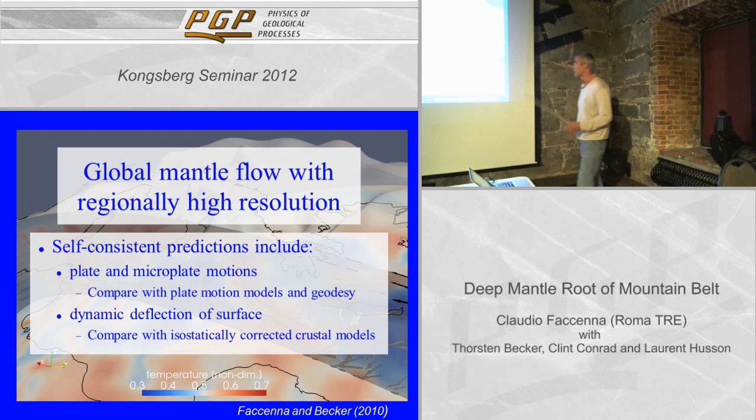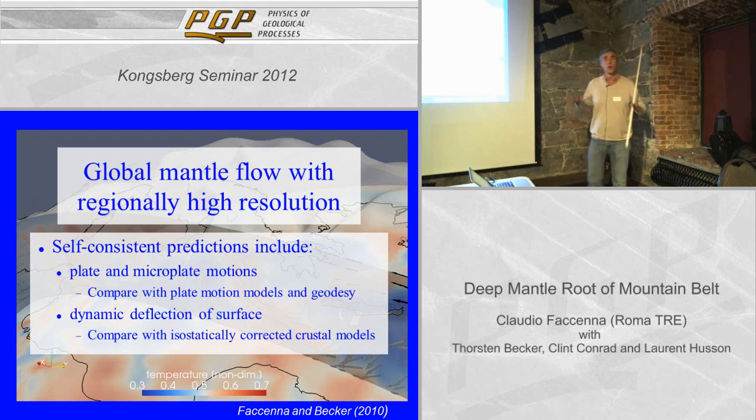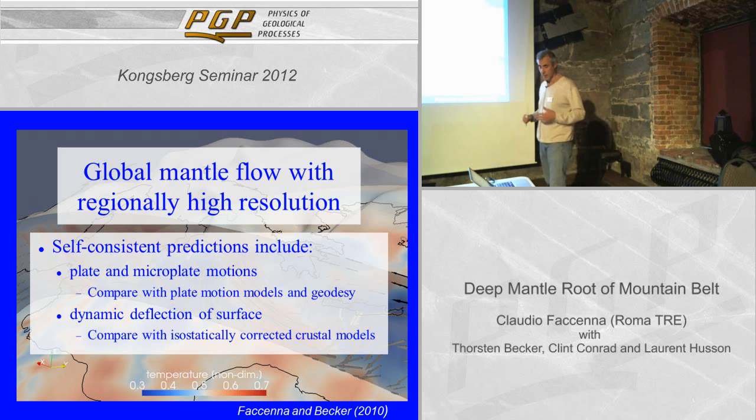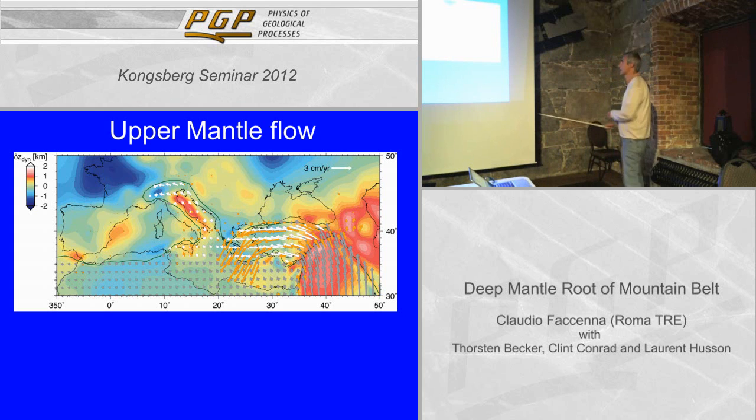So basically, our result will try to have the best resolution we can, using a very high resolution tomography here. We can compare our result with the plate motion on the surface within the Mediterranean and with the dynamic deflection of the surface. So we can compare what we expect, and we call dynamic topography, which is the topography not related to isostasy, but related to the motion of the mantle. So this is one of the solutions, and what we're going to discuss.